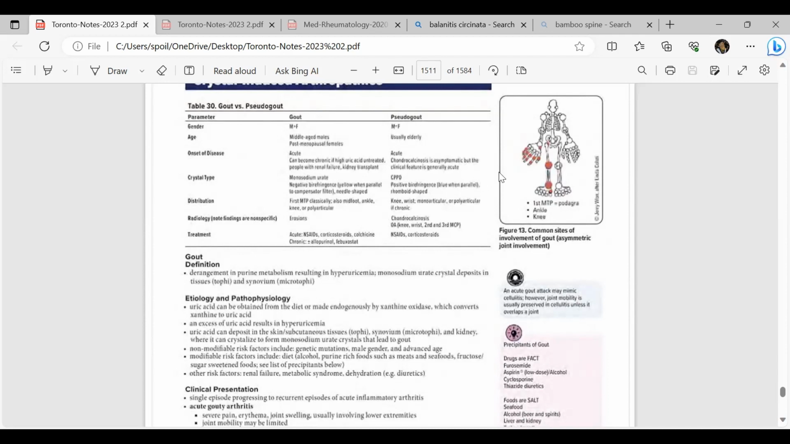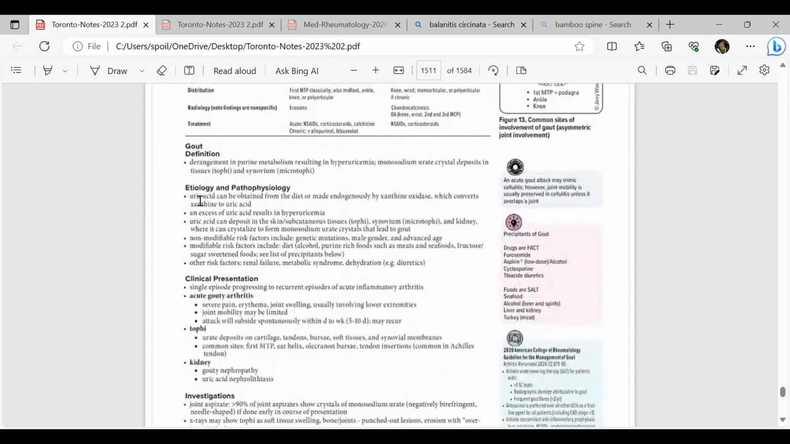And osteoarthritis: knee, wrist, and second and third metacarpal joints. Treatments for acute pseudogout are NSAIDs and steroids, and for chronic, allopurinol. Whereas here in gout it is NSAIDs and steroids.